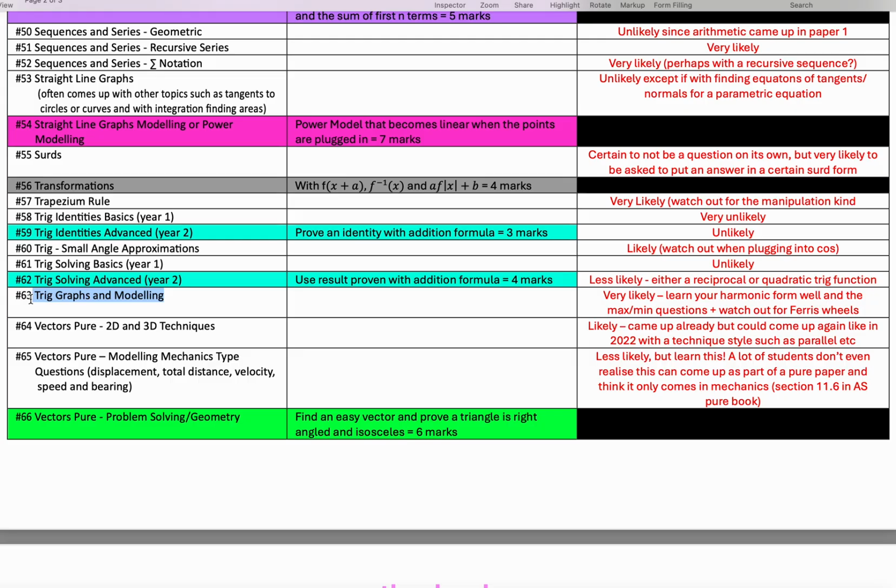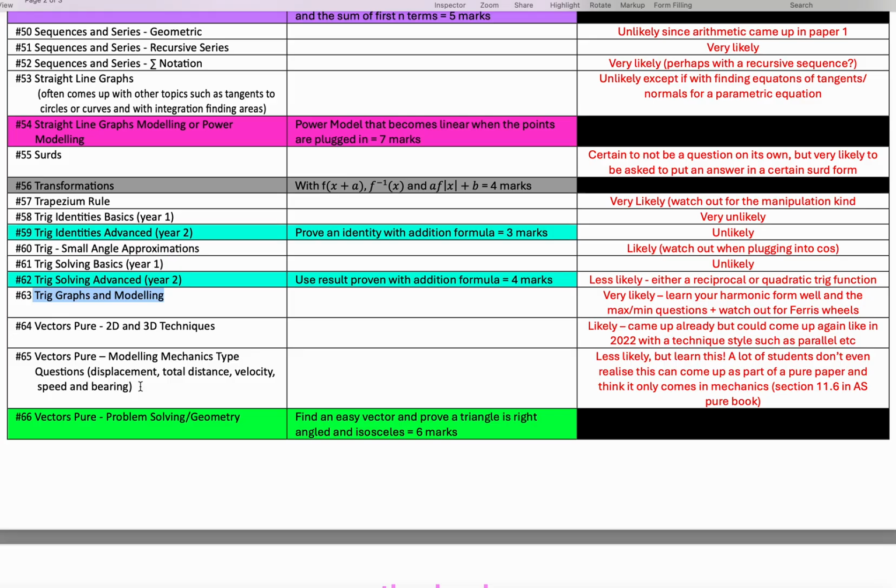Vectors, yeah, I mentioned a bit of that already, but possibly. I think last time was, off the top of my head, 2021, I think, or 2020. I know there's a horrible 2020 AS that a lot of people struggled with.